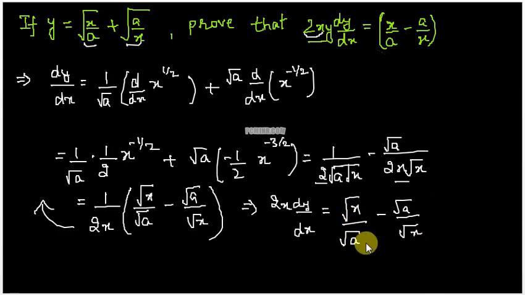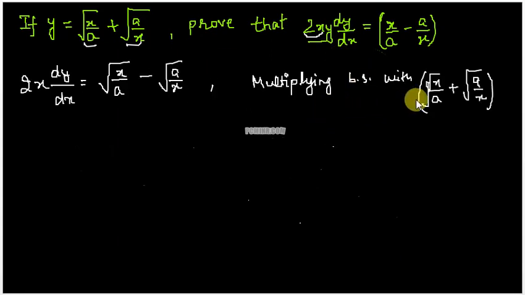So if we multiply this with the same thing, a kind of rationalizing, so we have root x by root a and multiply this with root x by root a plus root a by root x, on both the sides. So then what do we get? Multiplying both sides by square root of x by a plus square root of a by x, what do we get? Now this is nothing but y that is originally given to us. So on the left hand side we get 2xy into dy by dx.